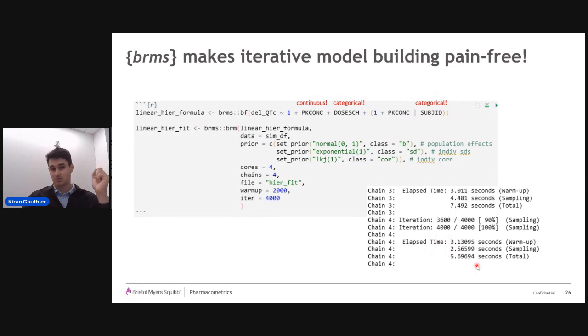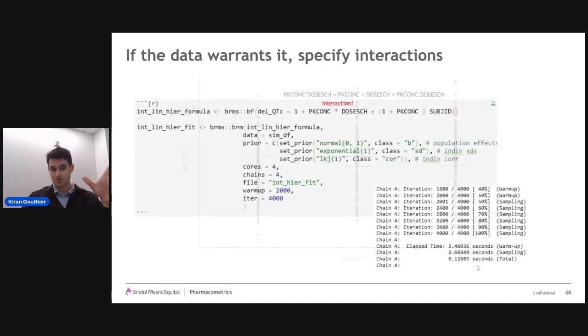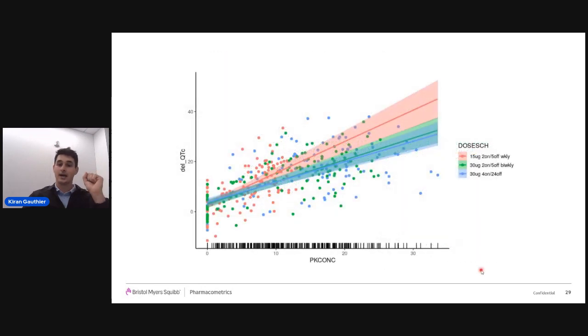BRMS does a great job of compiling the code under the hood. It's about 6 seconds to run. Here, again, I haven't said anything about the nature of my data being different based on the different dose schedules. It's purely based on exposure. If the data warrants it, we can add in interactions here where necessarily that relationship with plasma concentration changes with dose schedule. Again, 6 seconds to run, phenomenal.